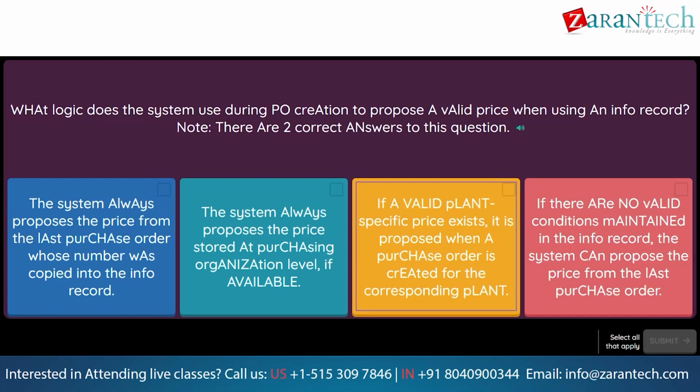Option 3 If a valid plant-specific price exists, it is proposed when a purchase order is created for the corresponding plant. Option 4 If there are no valid conditions maintained in the info record, the system can propose the price from the last purchase order.